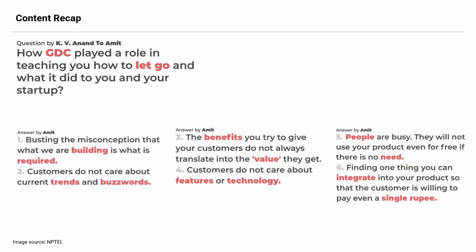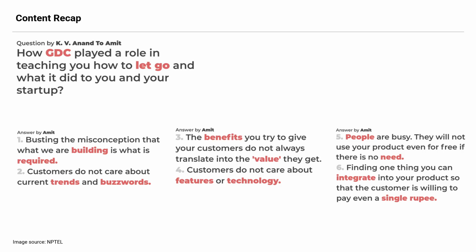Okay. How GDC played a role in teaching you how to let go, and what did you do to your startup? So these are their inputs. I think let's not get into each and every one of their sayings, because in the course content you would have already seen that happening.